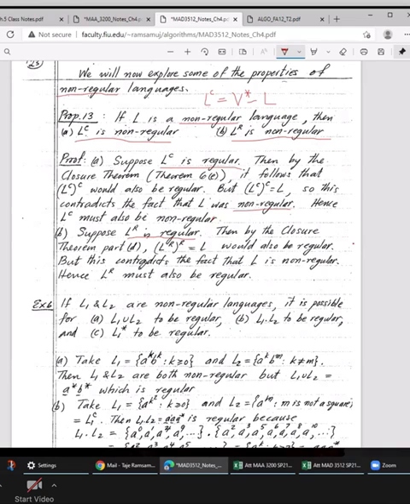You're thinking, okay, but this contradicts the fact that L is non-regular. So again, L^R must be non-regular. You're thinking, professor, bring that. I think I can do that.